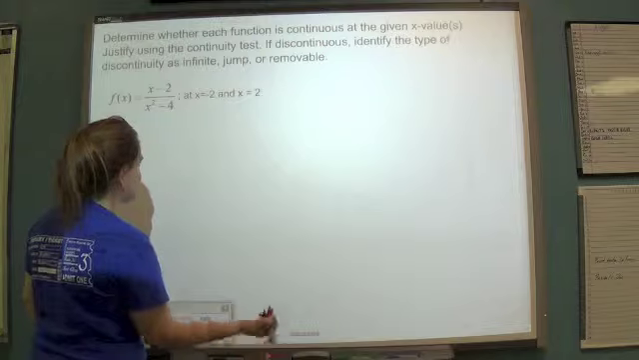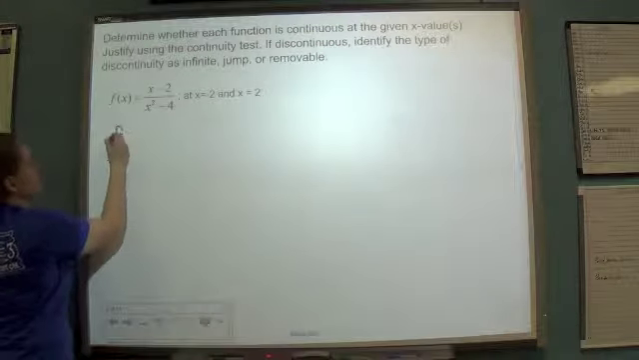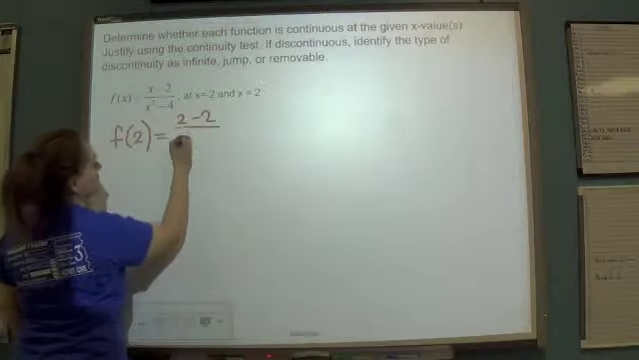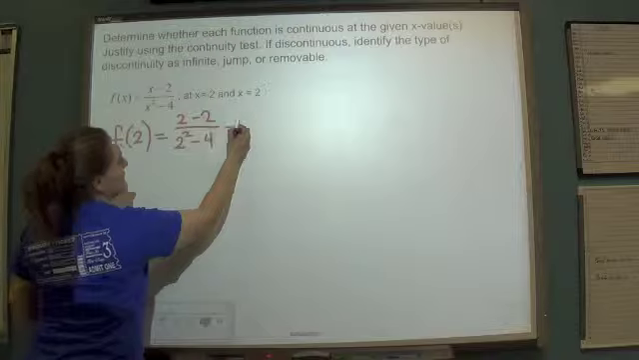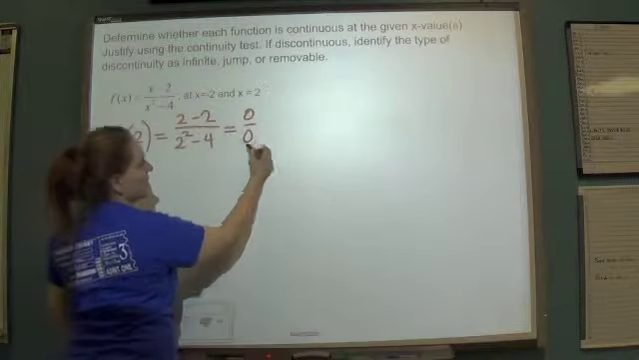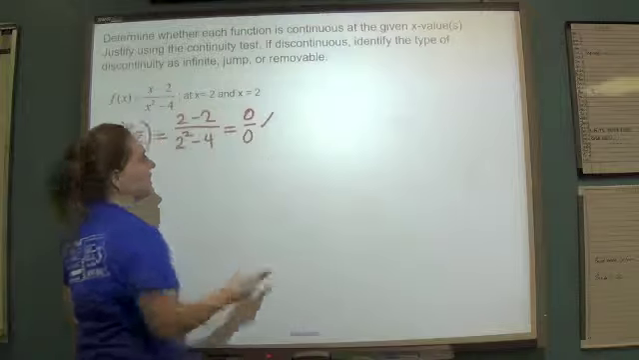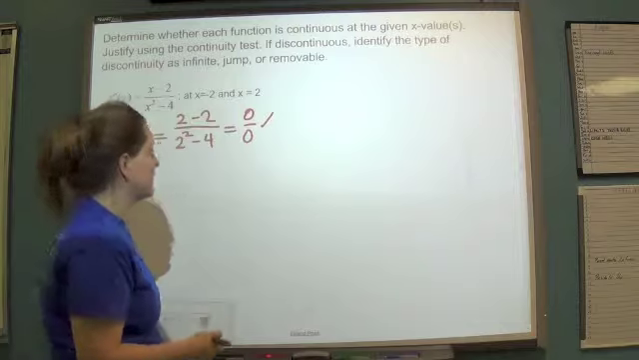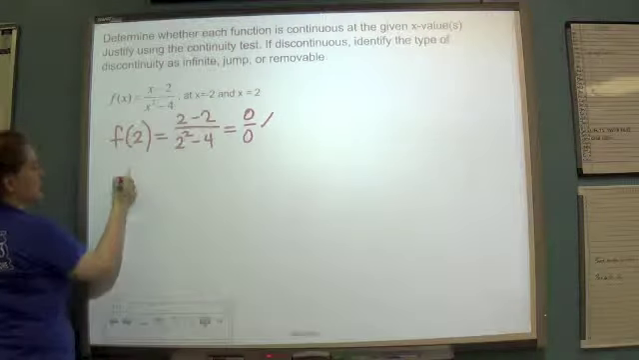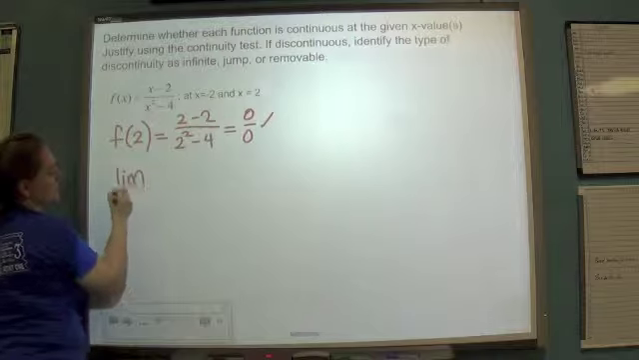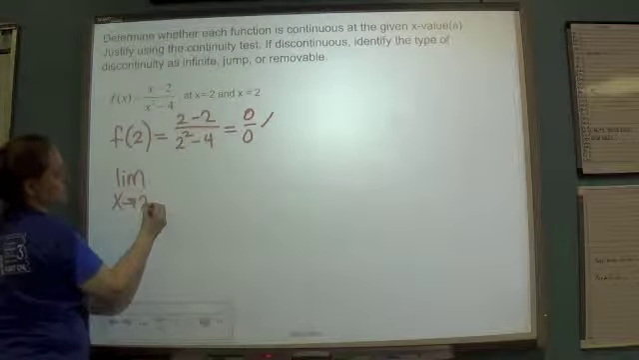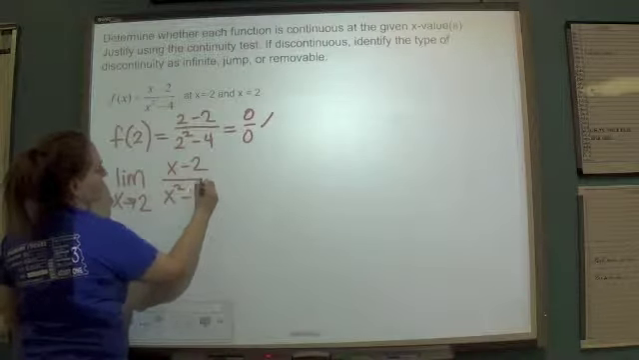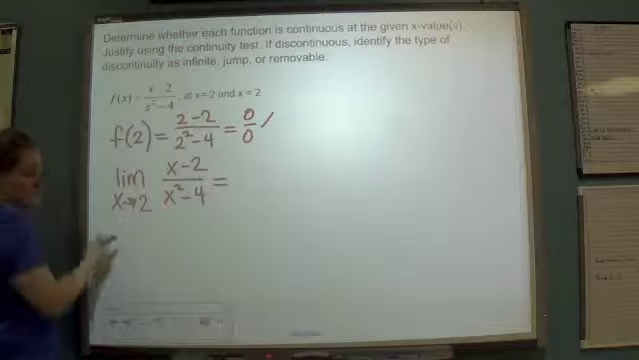So we're going to do the first test that makes it obvious. Just plug it in. If I plug in 2, I get 2 minus 2 over 2 squared minus 4, and then I get 0 over 0, and you can never have 0 in the denominator. So already we can tell it's going to be discontinuous. Right now we're just going to work with f of 2. So we do our table thing. We're trying to find the limit as x approaches 2 of x minus 2 over x squared minus 4. So we're going to do the table of numbers.